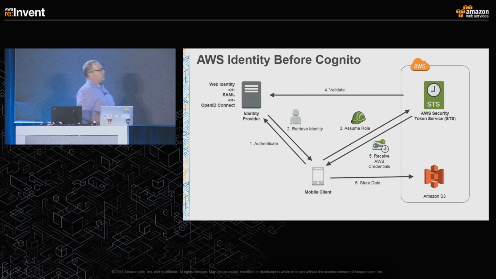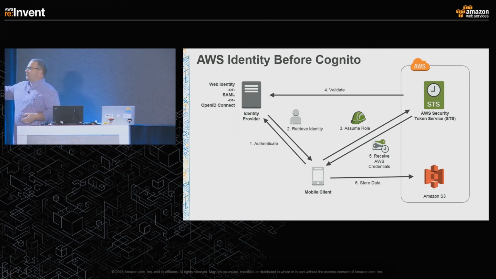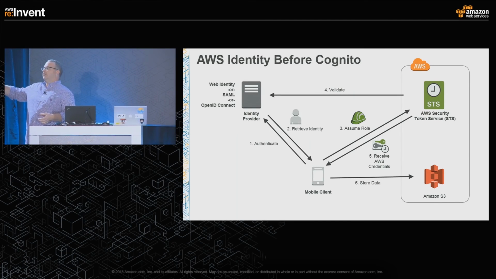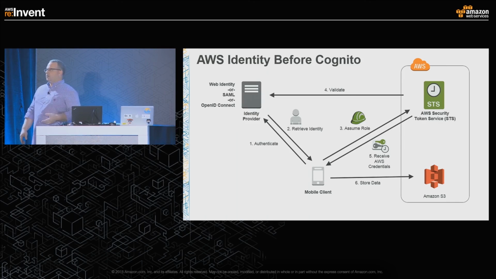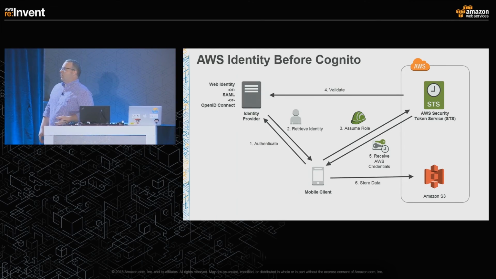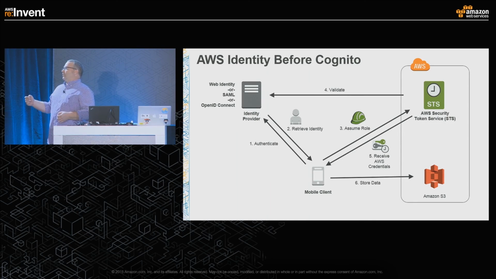So this is what AWS identity looks like before Cognito, or without Cognito, because it still exists. Okay? So if we take a look at this diagram, you start with your mobile client, which will authenticate against some identity provider. And that identity provider could be a web identity like Twitter or Google, Facebook. Could be a SAML assertion from an enterprise identity provider, or a custom identity provider that supports OpenID Connect. Once authenticated, you will get an identity token in your mobile device.